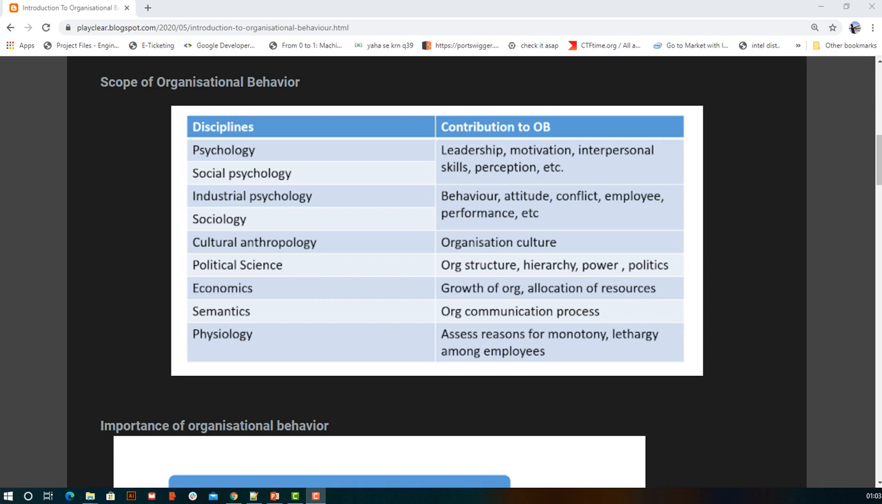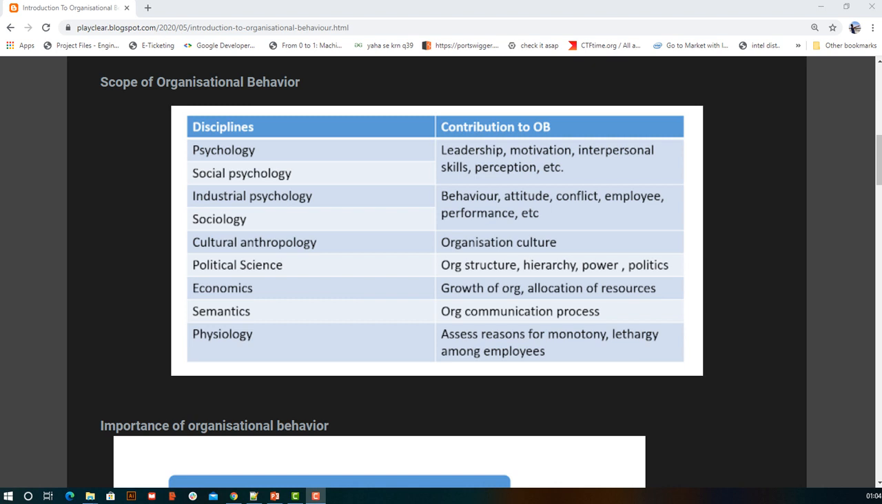And next comes semantics. Now coming to semantics, this is completely a grammatical thing, we can say, the communication process. So what are the words we are using, what are the jargons we are using, are we having a formal meeting or a non-formal meeting, what is our aim and intention. So everything related to communication comes under semantics.